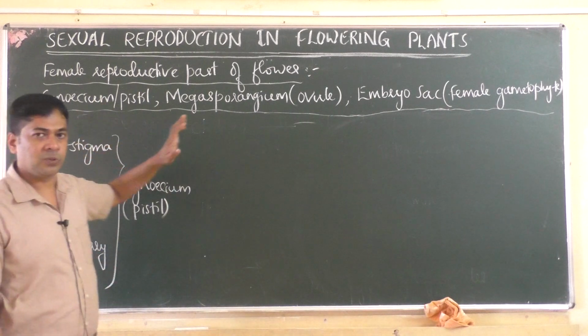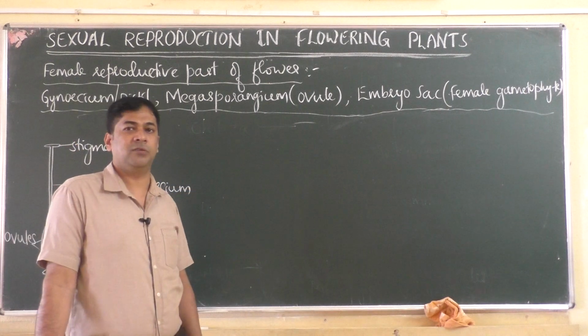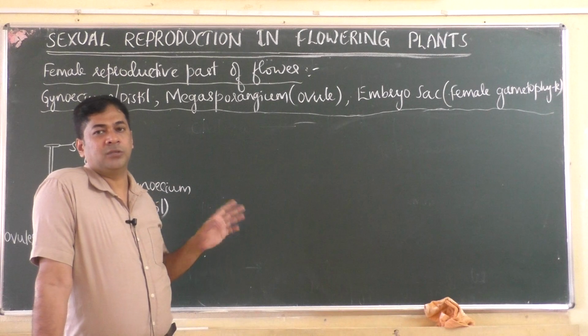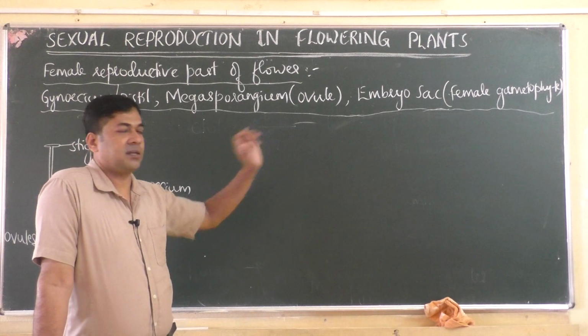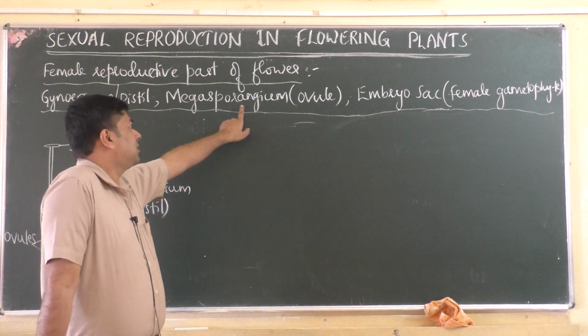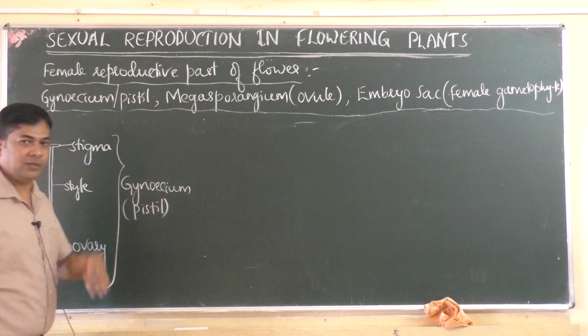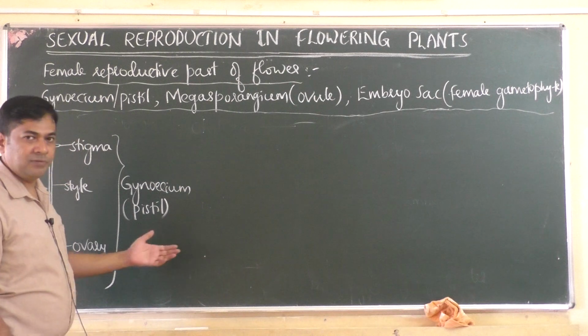Already we finished microsporogenesis, that is the formation of pollen grain within the anther. Now we are learning the formation of megaspore inside the embryo sac, and the embryo sac is present within the ovule. Ovule is present inside the gynoecium, like I told in the last class. Okay, so we will continue that.